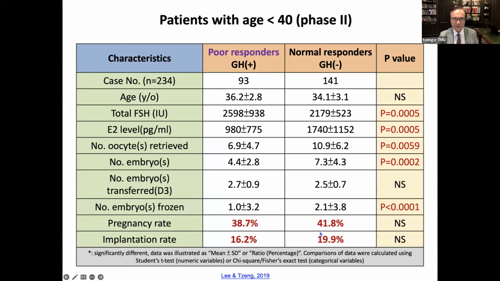39% and 41%, and as well as a very similar implantation rate. However, you see all the parameters are much inferior compared with responders. So again, they can rescue and improve the pregnancy rates for those patients in poor responder age under 40. So how about the age over 40?